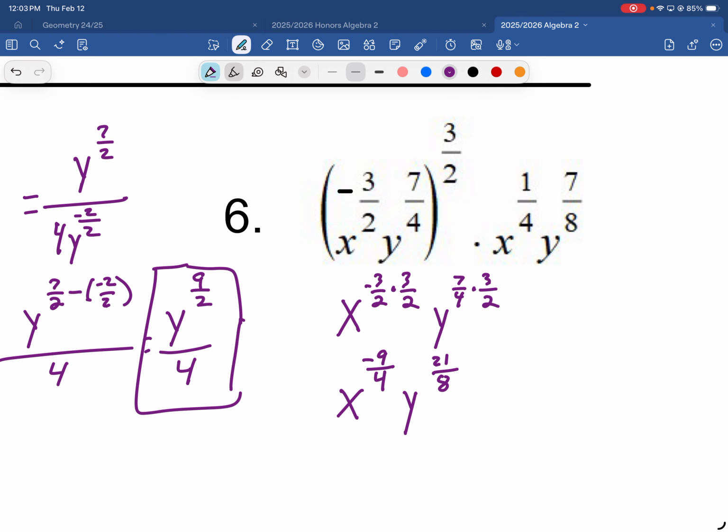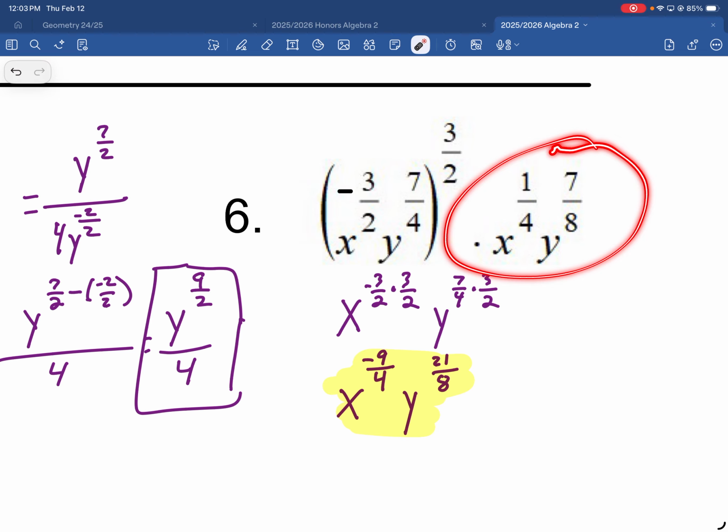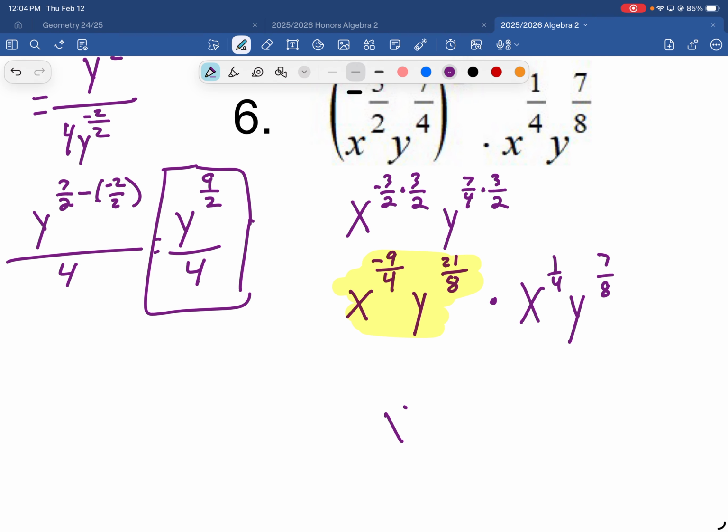Okay, so I'm just going to highlight this. So this piece is right here. I still haven't dealt with this. So I still have to multiply this times x to the 1/4, y to the 7/8. So I've got one thing and one thing, with a multiplication symbol between them. I've got 2 bases. What am I going to do with the bases when you multiply? What are you going to do with the exponents when you multiply? Add them. So negative 9/4.